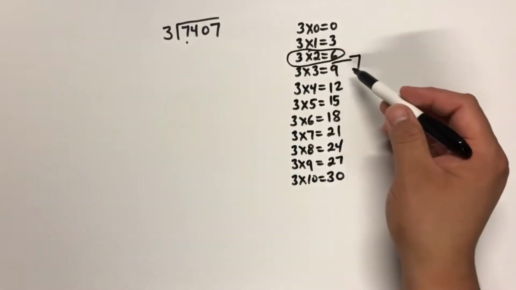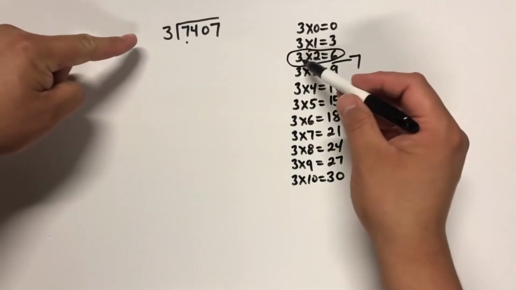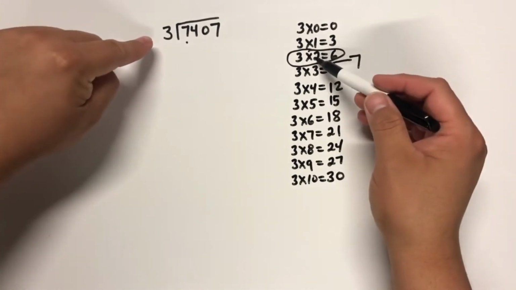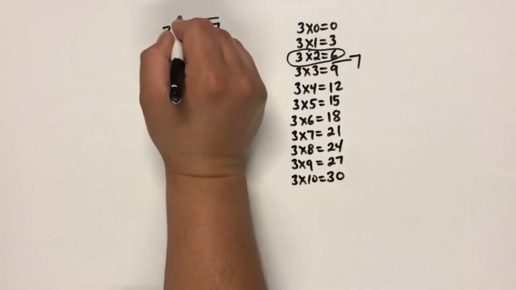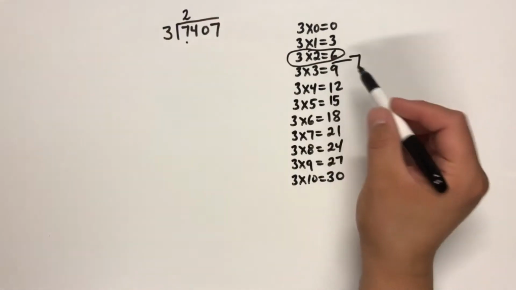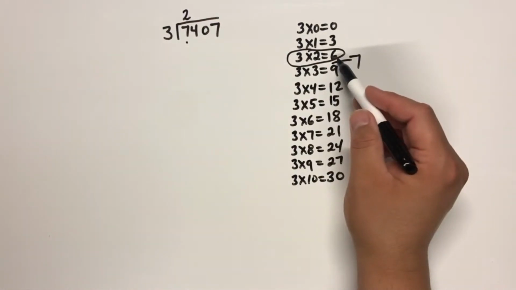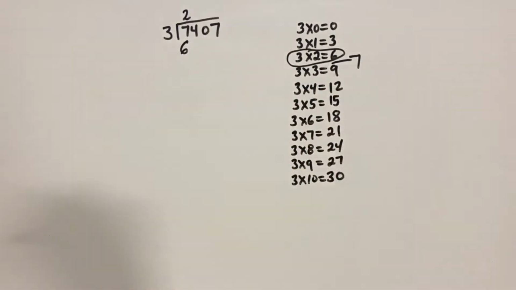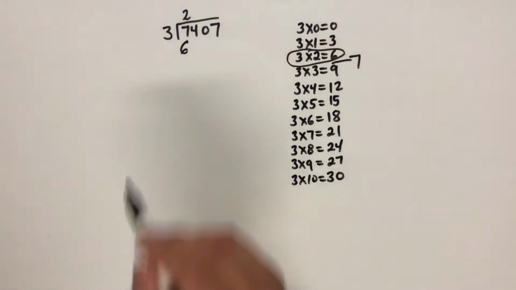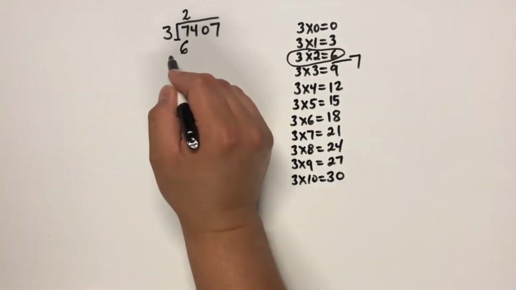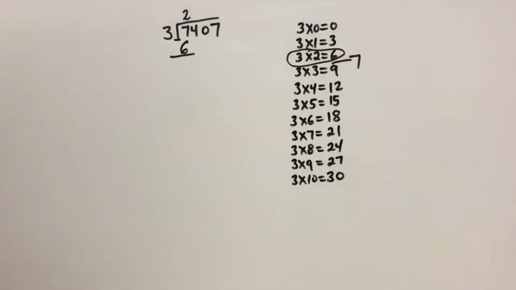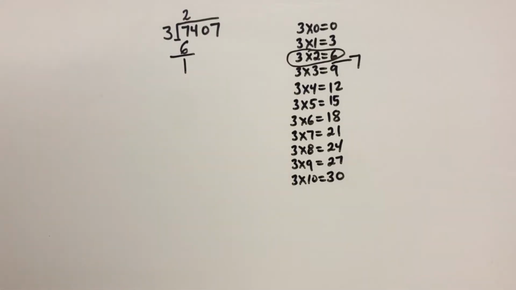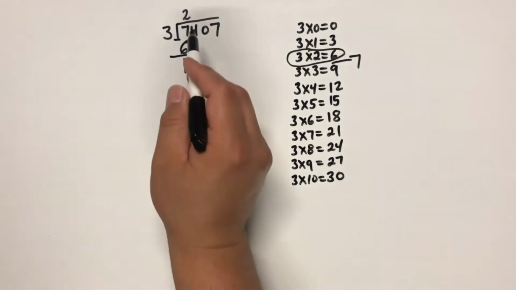And I use those numbers over here. The number 3 is that 3 right there. That 2 that you see right there goes on top of the number 7. And the 6 that we see right here goes underneath the number 7, like so. And then I perform a subtraction of 7 and 6. 7 minus 6 is 1.